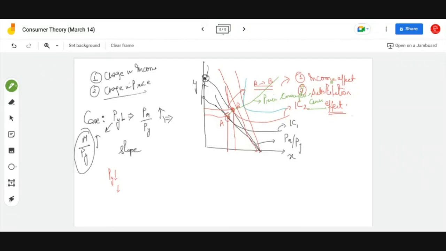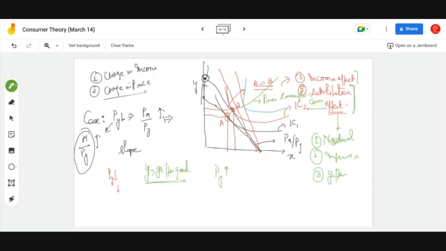Now this effect, again, the income effect and substitution effect, we need to see for three different goods. One is neutral, or you can say not neutral, normal good. Neutral is something different. Second is inferior, and third is given. So let's assume that your good Y is a given good.